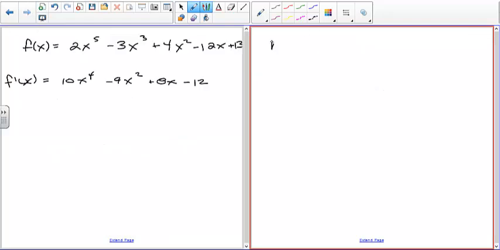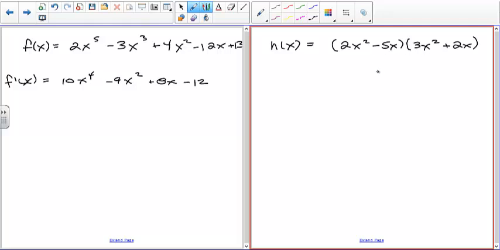Okay, so the next one is where we actually have to use the product rule. Well, we don't have to. We could multiply it out using FOIL, but we're just using this as a way to demonstrate the mechanics of the product rule.